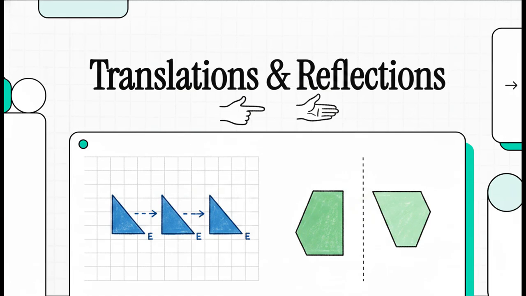Hey everyone, let's dive right into this explainer and explore the fascinating world of rigid motions on a coordinate plane. If you've ever played a video game and wondered how the code perfectly moves a character across the screen without warping them into some unrecognizable blob, well, you are in the exact right place. Today, we're looking closely at two very specific types of geometric movement.